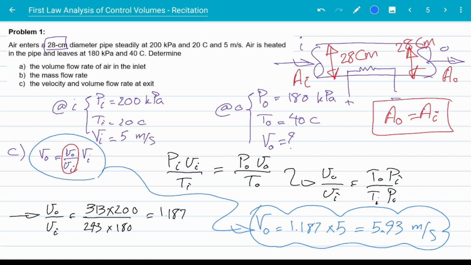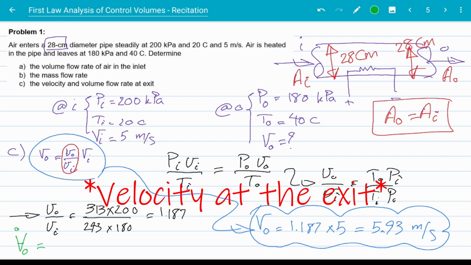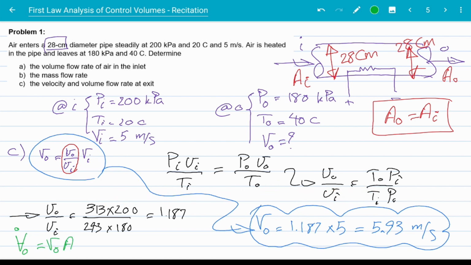All we need to do is find the volume flow rate at the exit. Now, volumetric flow rate at the exit is velocity at the exit times area at the exit, which, if we plug in numbers, 5.93 meters per second for the exit velocity, and pi times diameter squared over 4 for the area, we get that the volumetric flow rate at the outlet is 0.3558 meters cubed per second.